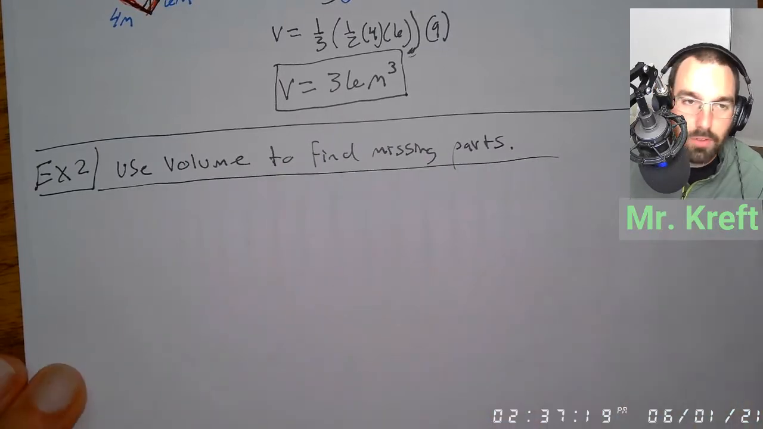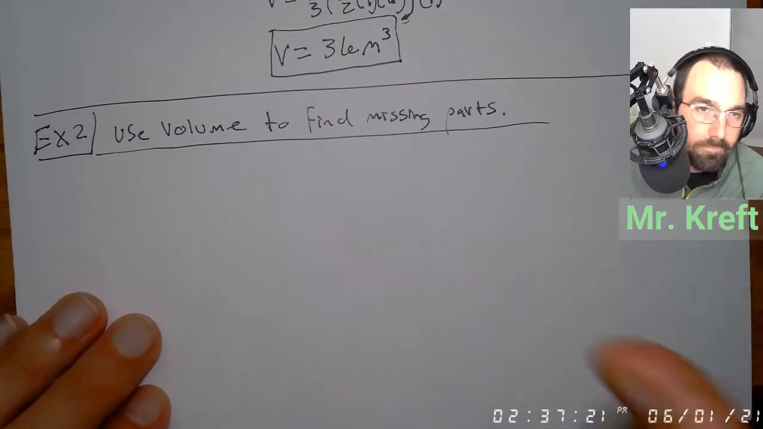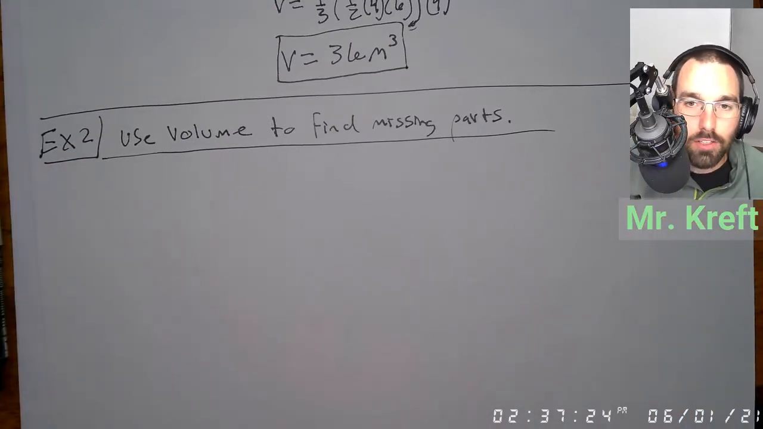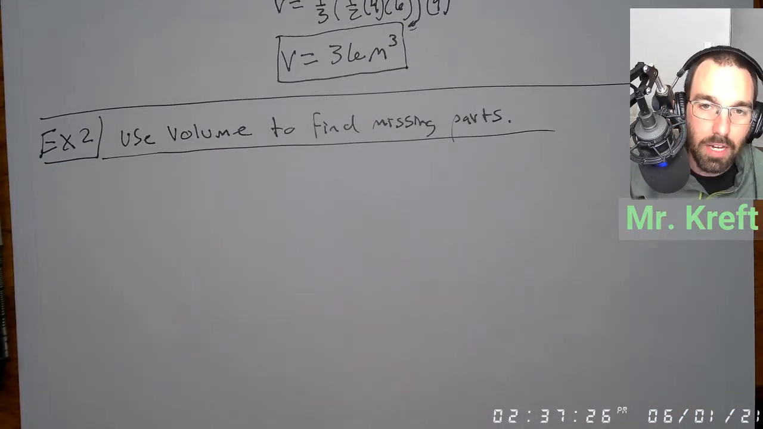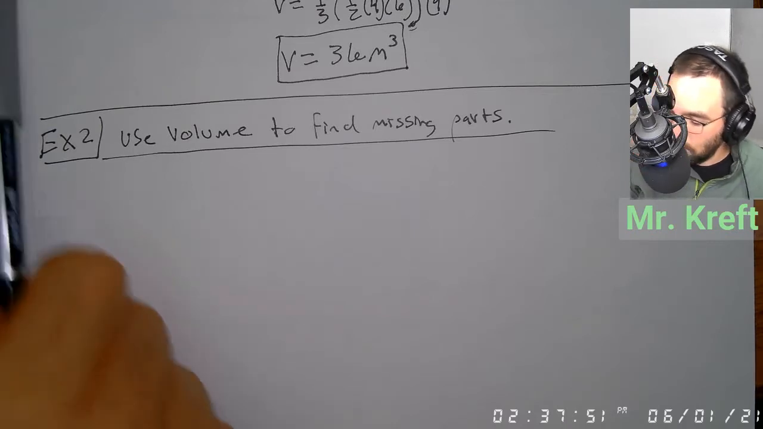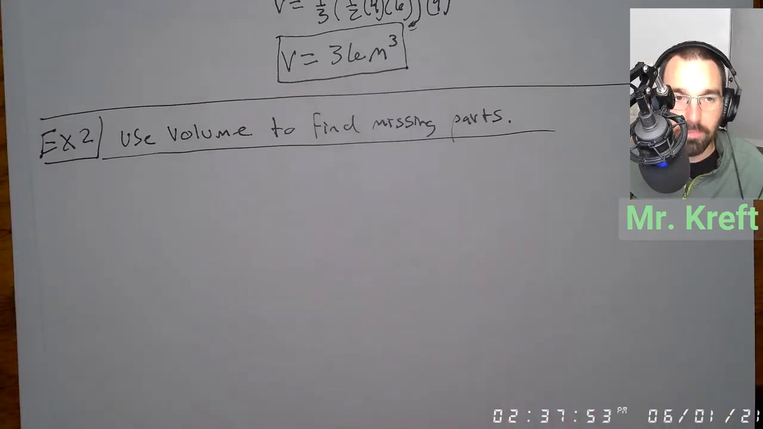An example of this in the real world would be if you have a hole in the ground and you don't know how deep it is, but you know the dimensions of the hole, like a foot by 2 feet. If you have a way of measuring water, you can fill the hole with water and say, okay, there's this much water in it, so it's got to be this deep. That is a practical application of this, something that they do. So we're going to use volume to find missing parts.